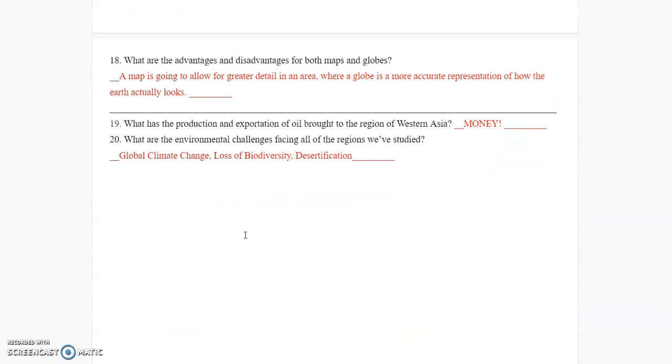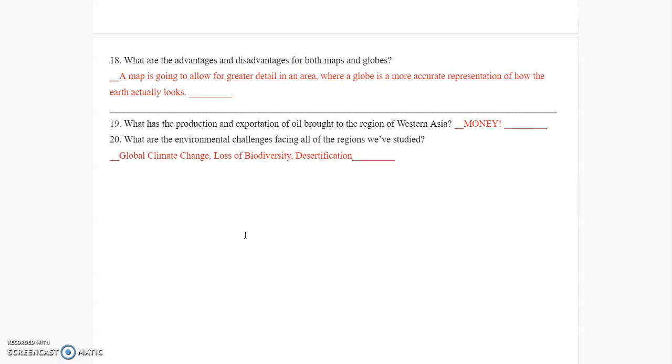18 and 19 and 20. 18. What are the advantages and disadvantages of both maps and globes? Remember that a map is going to show you greater detail of an area because you can zoom in and you can get as detailed as you want on a map, or you can have a very big, broad scope. But either way, you're still limited to the size of the paper or the screen that you're working with. A globe is going to be a more accurate representation of what the Earth actually looks like because it's just a scaled model. Whatever you scale the model down by is what you'll scale all the continents down by. So it's a more accurate representation, but it's going to have less detail as far as what you would see.